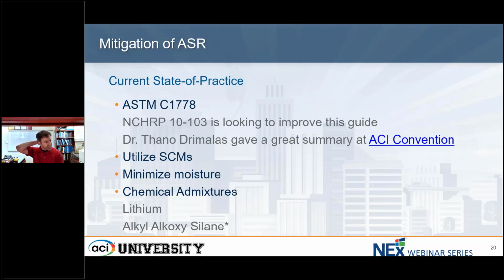Now, when we look at the current state of practice, ASTM C1778 has some flowcharts and tables to really provide some information to the engineer to think about what they should do depending on the aggregates they're trying to use in their locality. NCHRP, which is the National Cooperative Highway Research Program, just finished project 10-103, which was looking at offering improvements to that ASTM guide.